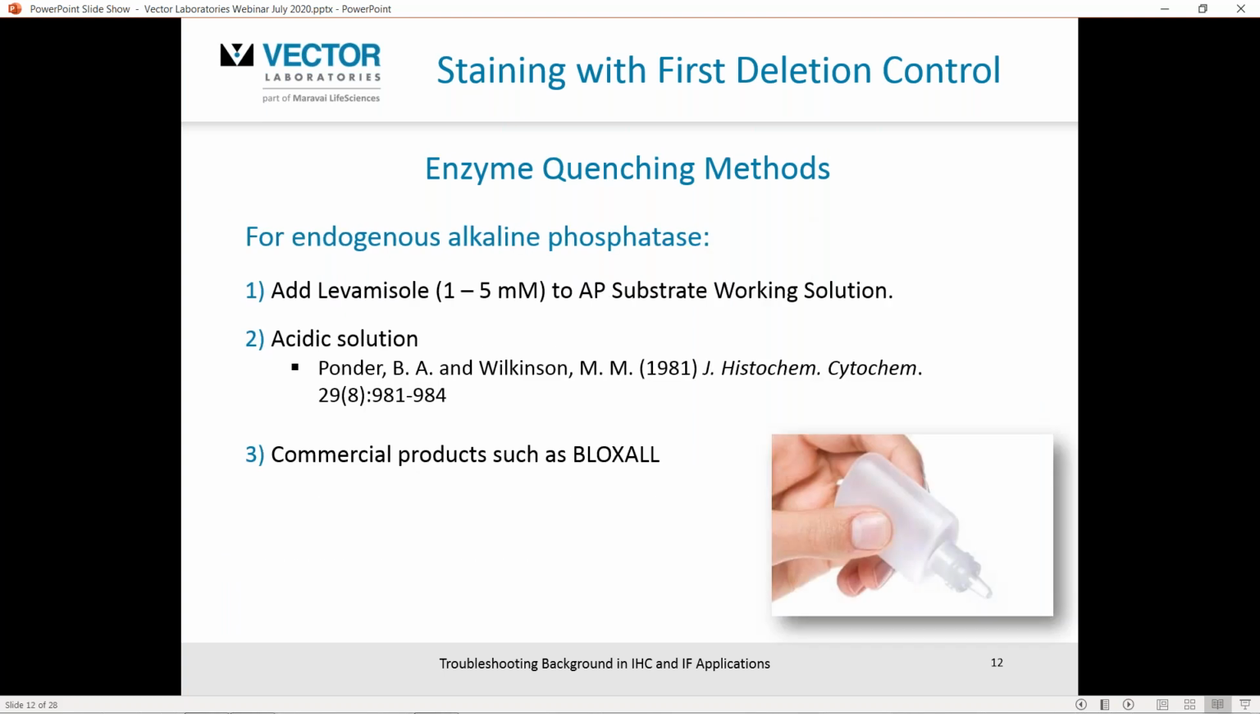If you're working with endogenous alkaline phosphatase activity, the use of levamisole up to around 5 millimolar in the alkaline phosphatase substrate working solution usually takes care of that. Now, it is a reversible inhibitor of alkaline phosphatase activity, and it is put on at a different part in the workflow compared with peroxidase. So just remember that when you are applying levamisole. There are other methodologies out there in the literature, and certainly some commercial products again, such as Bloxall.